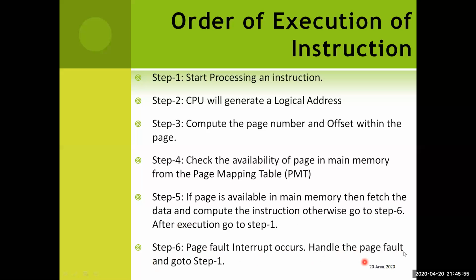After handling the page fault, again we will go to step 1. That means once we have brought the page from secondary memory to primary memory, and we have reset the content of the page mapping table, we will again restart the execution of our job. Again, what are the steps to handle the page fault, we will see with the help of a diagram.